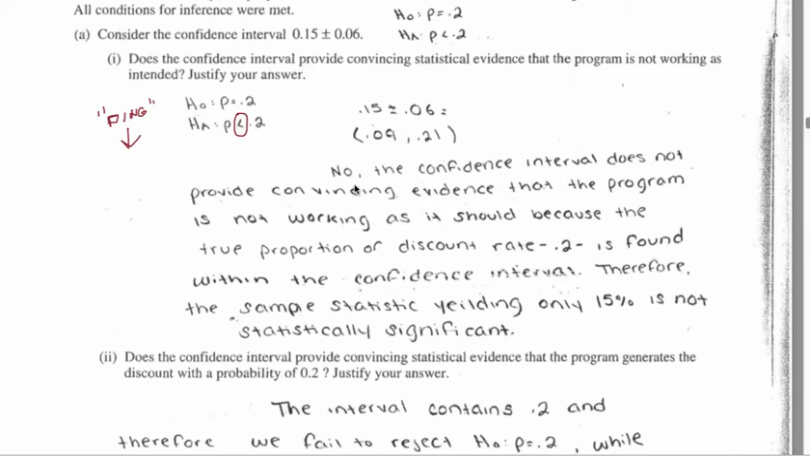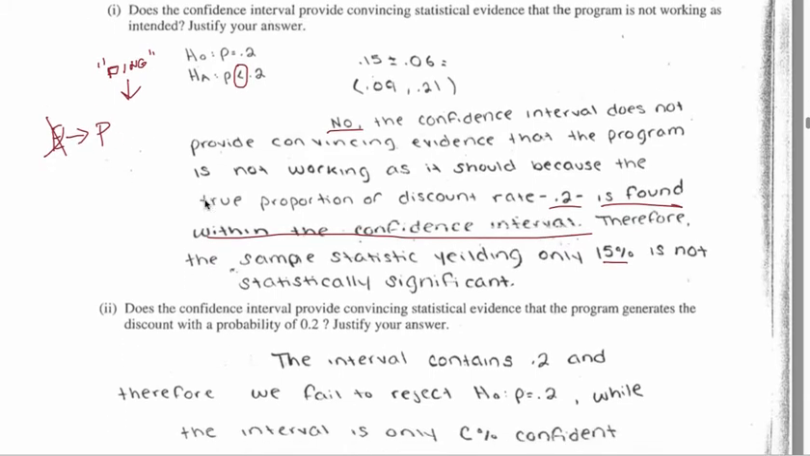We keep reading. The confidence interval? No, the confidence interval does not provide convincing evidence. They have the right answer because the true proportion, 0.2, is found within the confidence interval. That is correct. And therefore, 15% is not statistically significant. So they did get a good answer, the right answer, and the right explanation. But because of this ding, that takes their E that they would have had and marks it downward to a P. So the student got it partially correct on AI.